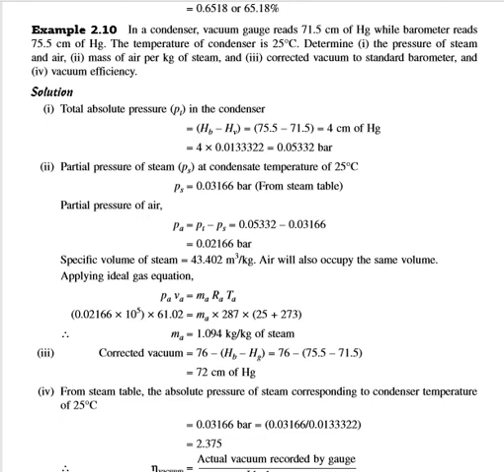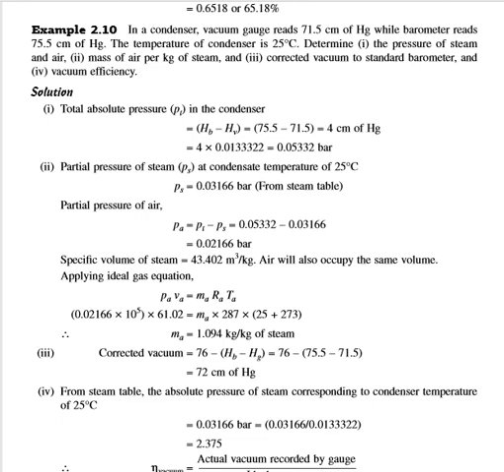Then the mass of air per kg of steam. You have to again find out the mass of air, how much mass of air per kg of steam. Then you have to find the vacuum efficiency. First of all, you have to find the total absolute pressure PT in the condenser. Again by Dalton's law of pressure, HB minus HV equals 75.5 minus 71.5, equal to 4 centimeter of Hg.